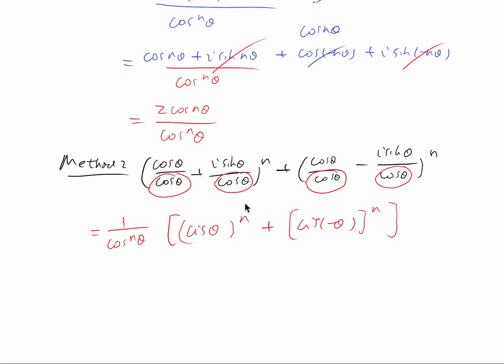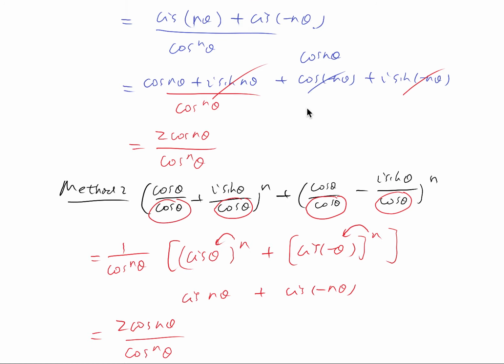Okay. And then first of all, you can bring n in, right? Using De Moivre's theorem, so we have cis n theta plus cis minus n theta. Then do the cancellation the same as before. So overall, we just get 2 cos n theta over cos to the power of n theta. Okay, so that's the second method to do the same question.